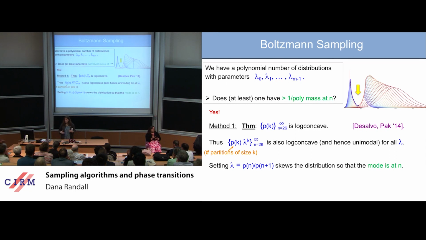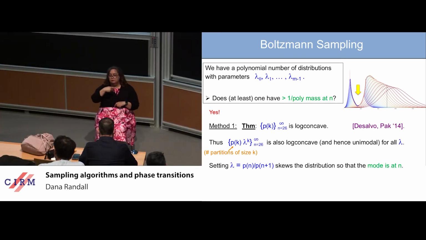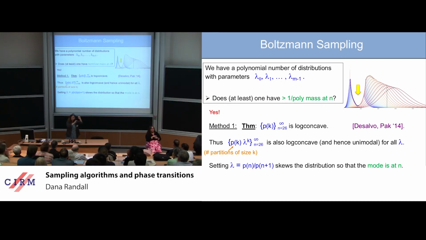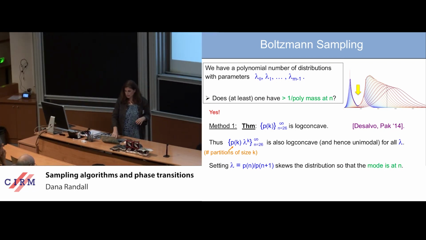So this tells us that there's some lambda. In fact, if we set lambda to the ratio of Pn and Pn plus 1, then if you look at this Boltzmann weight, Pn plus 1 times lambda to the n plus 1 is equal to Pn times lambda to the n. So I'm choosing it to be this ratio so that the distribution I'm sampling from is equal at n and n plus 1, and it's unimodal, so we know that n is the mode. It's just a very handy trick.